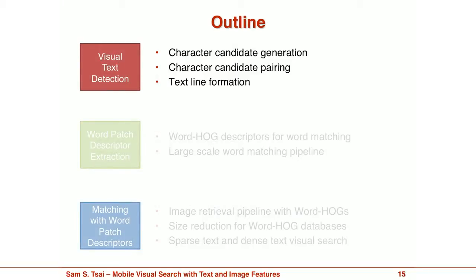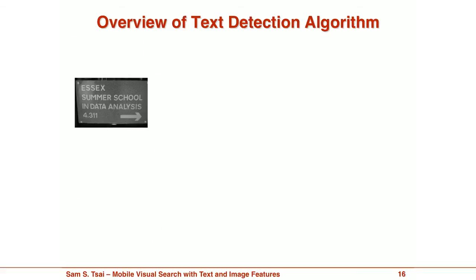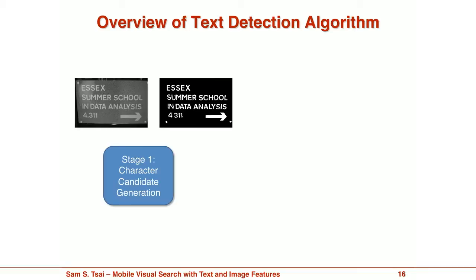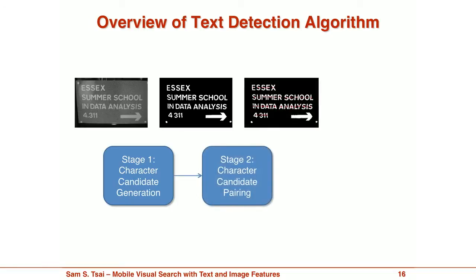Now, let's take a look at how visual text is detected. We developed a bottom-up text detection algorithm. Given an image, we first perform character candidate generation to find regions within the image that might be text. Then, from these character candidates, we look to pair them together based on their geometric information.